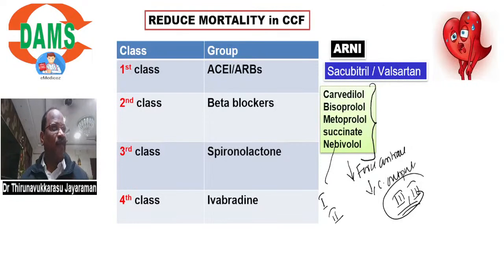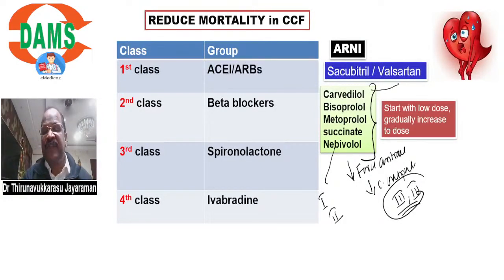And one more point, whenever you want to use beta blockers, first start them with a low dose, gradually increase the dose to the optimal level. Because when you go suddenly to a high dose, they may cause a sudden severe reduction of force of contraction and may further worsen heart failure. Okay, Dr. Madjot, are you satisfied?